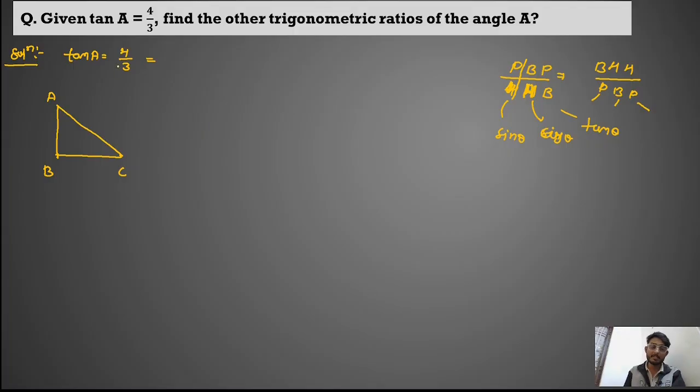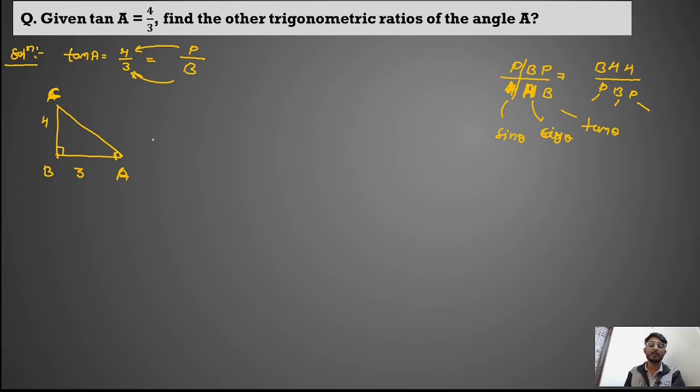So here it is given that tan A equals 4 upon 3, and tan theta equals perpendicular upon base. So here perpendicular equals 4 and base equals 3. As you know, the base is always formed where the angle is formed. It means you write A and B and then C. Here is the angle. So base is 3, perpendicular is 4.